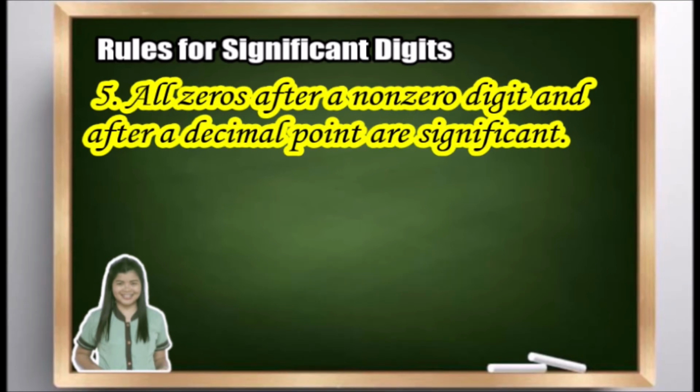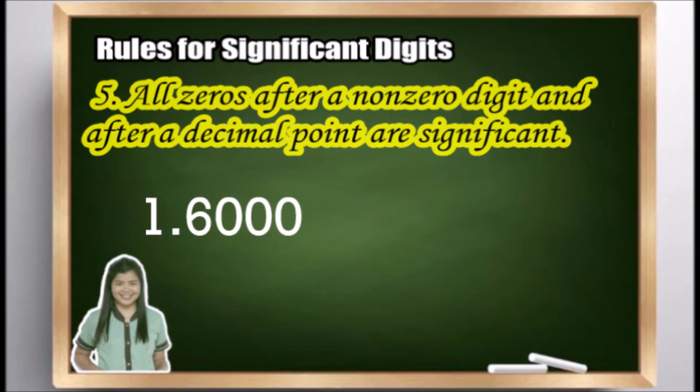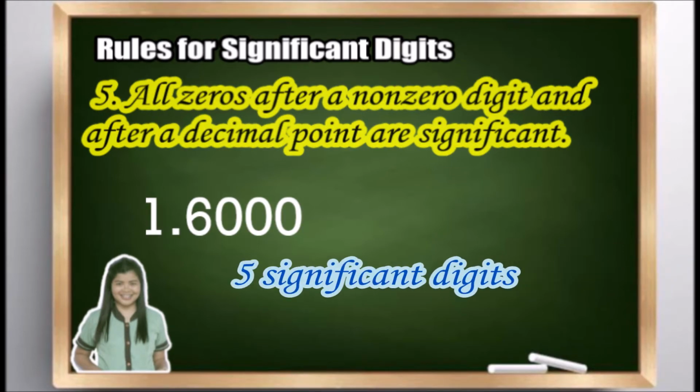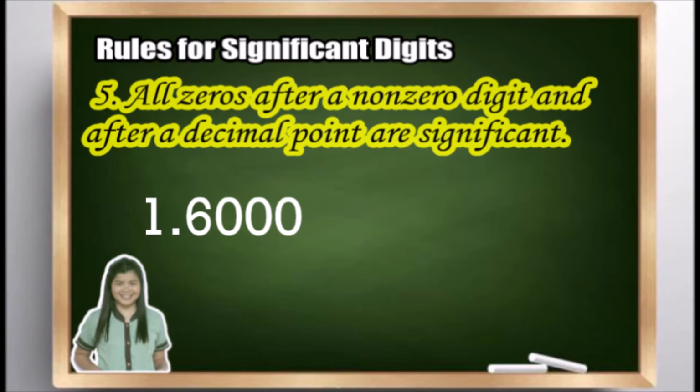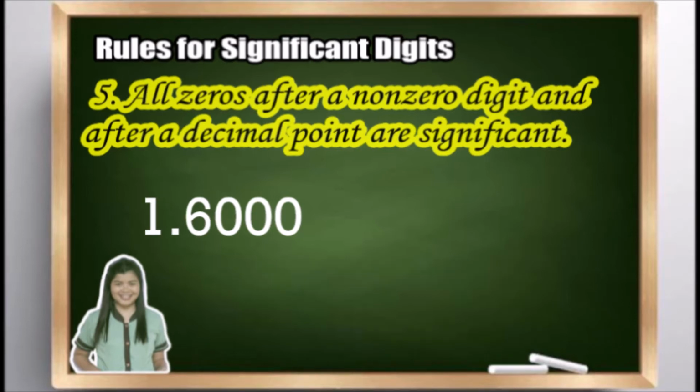Okay, another example we have 1.6000. So the zeros came after a decimal point. So take note that when zeros came after a decimal point, those zeros can be considered as significant. So in this example, there are 5 significant digits. So always remember the rules for significant figures in determining the number of significant digits each number has.